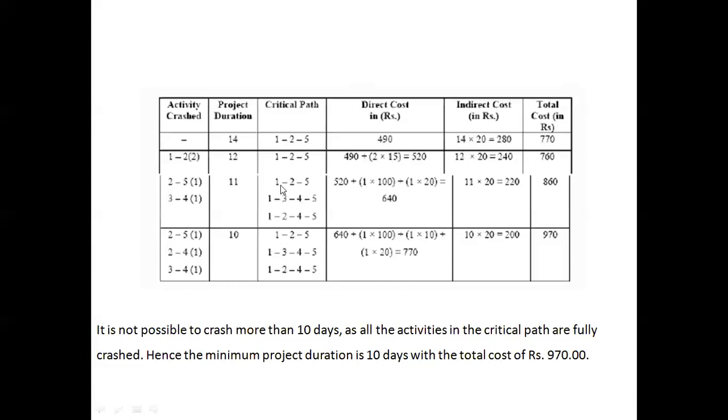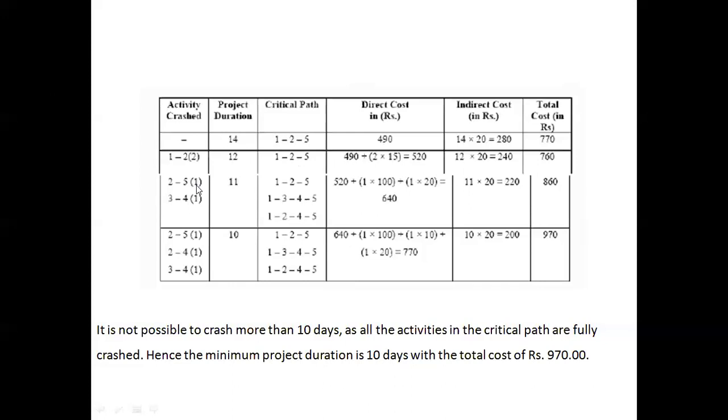Next we need to go for crashing in the same critical path, 1 to 2, 2 to 5. 1 to 2 has already been crashed, so the only one remaining is 2 to 5. This 2 to 5 activity has a cost slope of 100 and rank 5. Since it is the only critical activity in this path left to crash, we have chosen 2 to 5. Please note that this is crashed by 1 day.